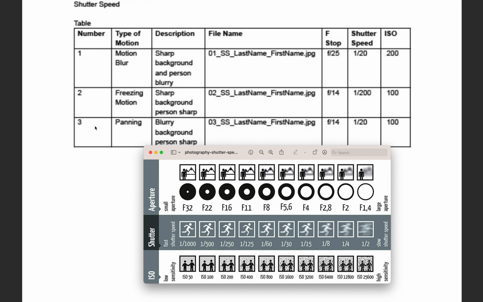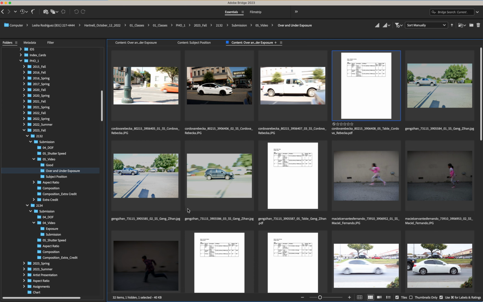Then for the third photograph, panning, it's overexposed. Once again, I would change the shutter speed. And we know they go up to 25, so I bring this up to F25 if they don't have 30. And yeah, I'd work on the shutter speed. That would be the solution for that problem. Let's look at the next one.